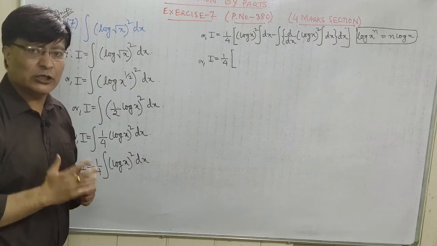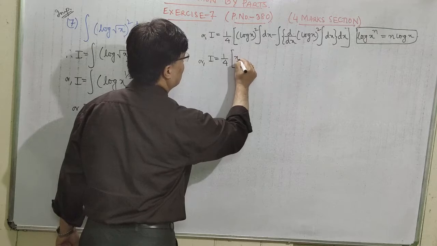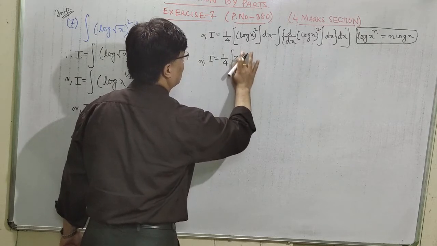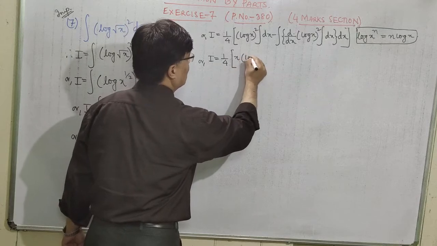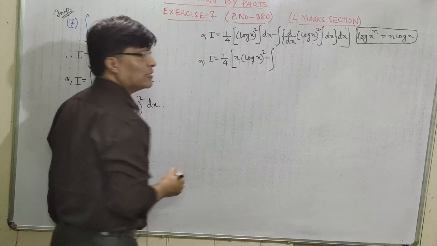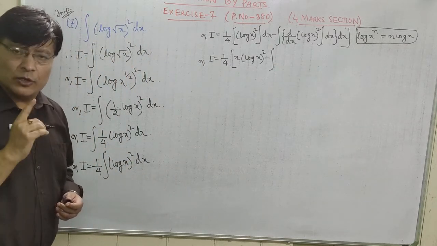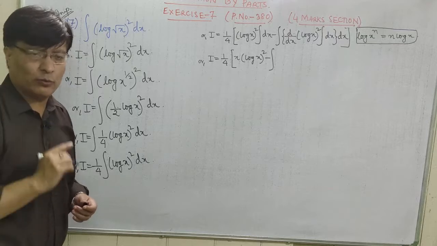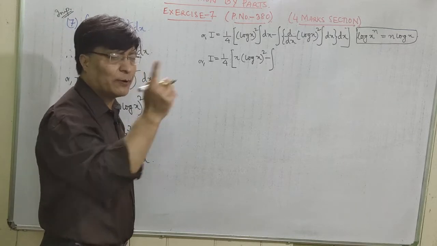Now let us use integration first. What is integral sign dx? That is your x. Integral sign dx is x. Then it is log x whole square minus integration of, what is dy/dx of log x whole square? You can take it as x to the power n. What is the differentiation of x to the power n? n into x to the power n minus 1.